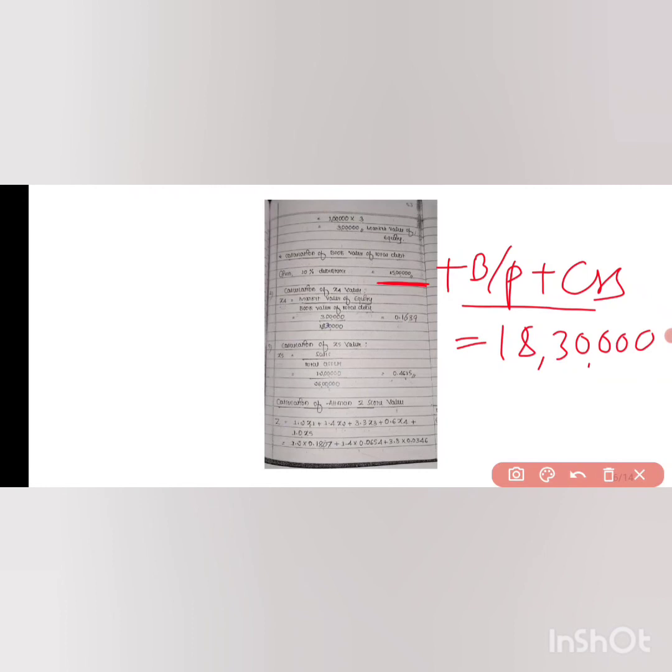So now we can calculate the value of X4. Market value of equity is 3 lakh, we have taken 3 lakh, and the book value of total debt is 18,30,000 that we have taken. And then after simplifying that, you will get one value, 0.1639. This is your X4 value.